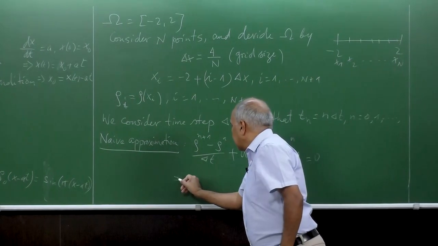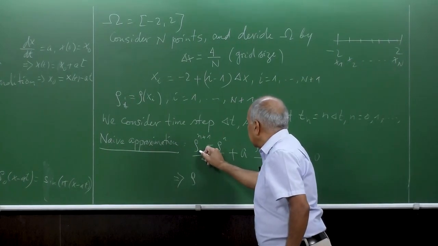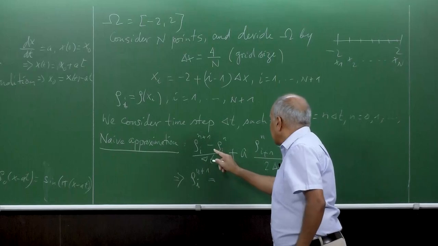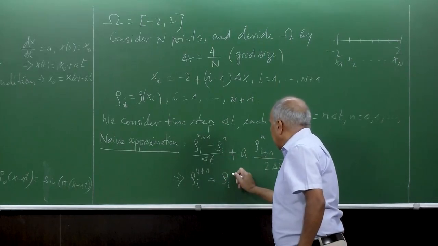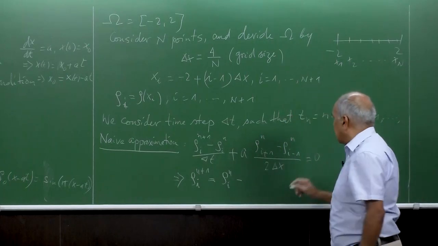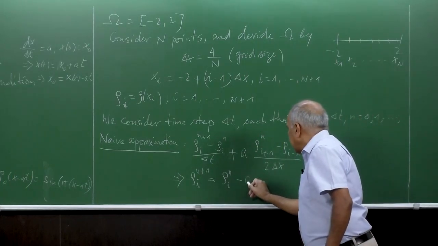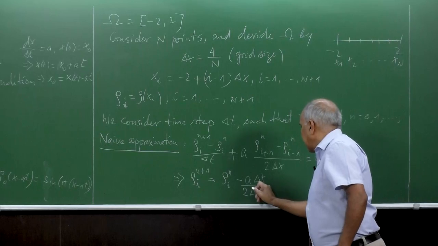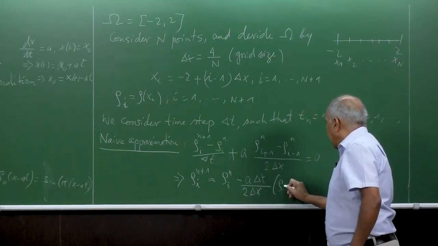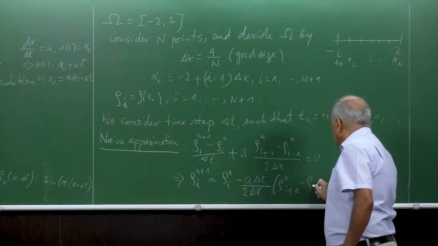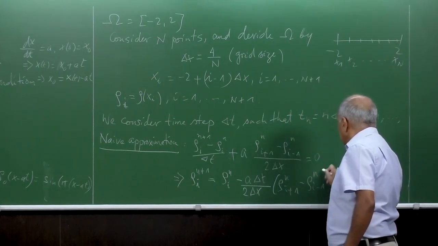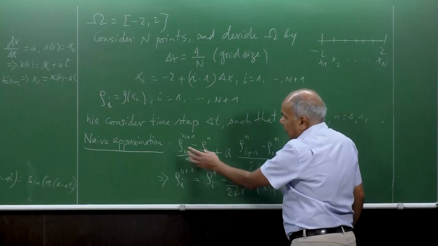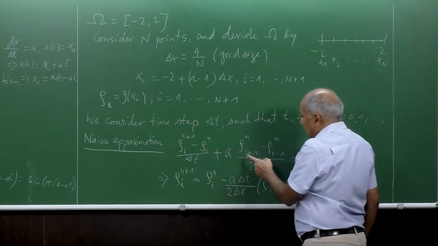So we can write explicitly rho of i at n plus 1 is equal to rho of i at n minus, putting the other term on the right-hand side, A times delta t by 2 delta x times rho of i plus 1 at n minus rho of i minus 1 at n. So this is our naive approximation. Now the question comes that this is just first order Euler explicit integration, but how do you get this one?